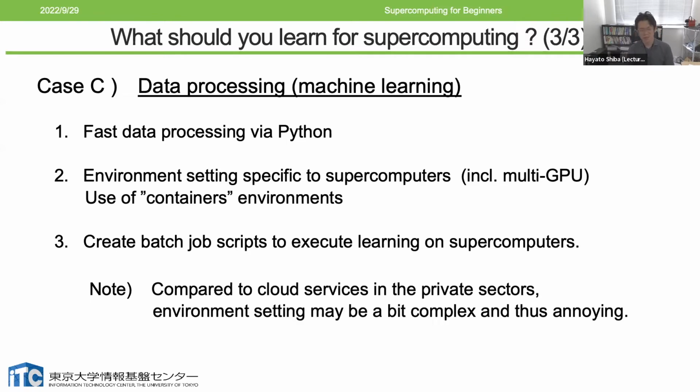And honestly speaking, supercomputers in universities are, in comparison with cloud services provided by the private sector, a bit annoying and complex in their environment settings. But for people working in the academic field, using a university supercomputer is still a good way because it costs far less than such private sector services.